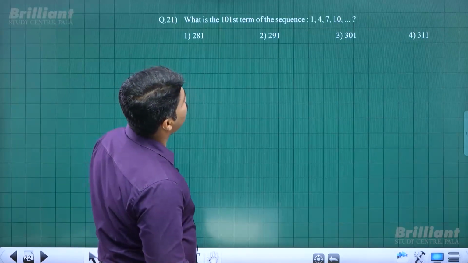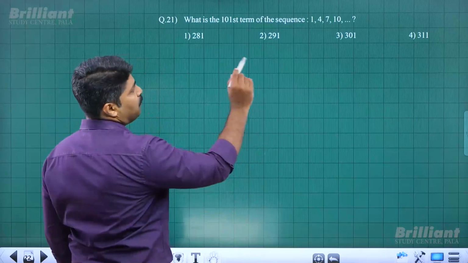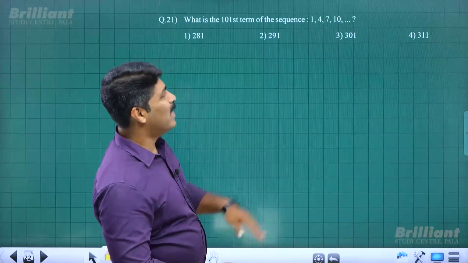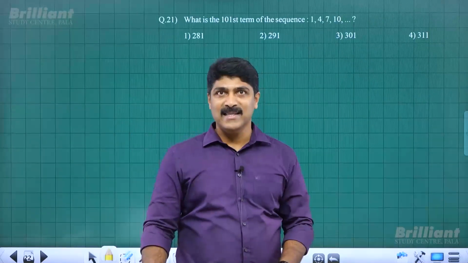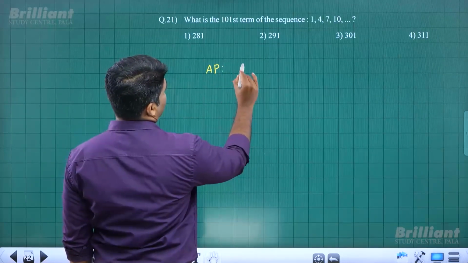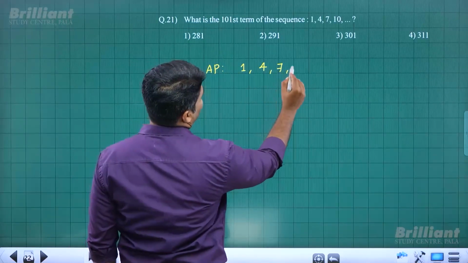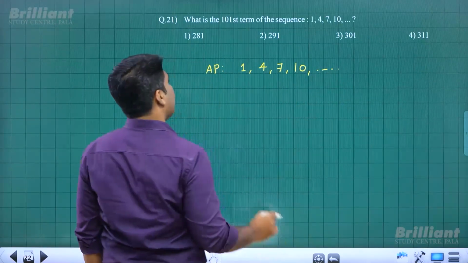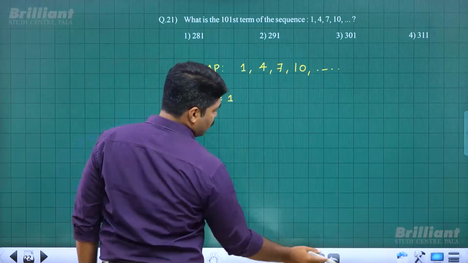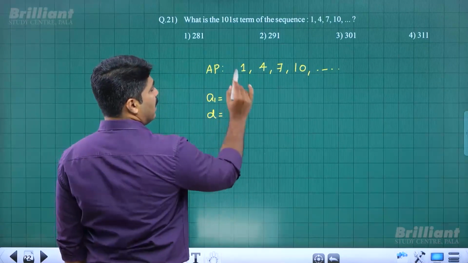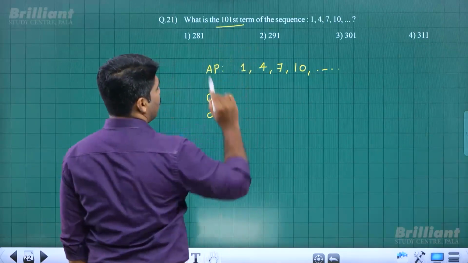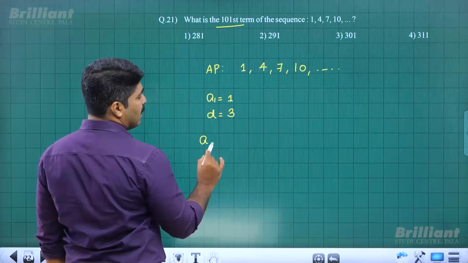What is the 101st term of the sequence 1, 4, 7, 10, etc.? So which type of sequence is it? While observing the nature of that sequence, immediately we get the idea it's an arithmetic progression. So here it is an arithmetic progression. That is 1, 4, 7, 10, etc. So what is the first term here? That is 1. What is the common difference here? Each term we are adding 3 to each term. That is 3. So we are going to find out its 101st term. So what is the relationship here?